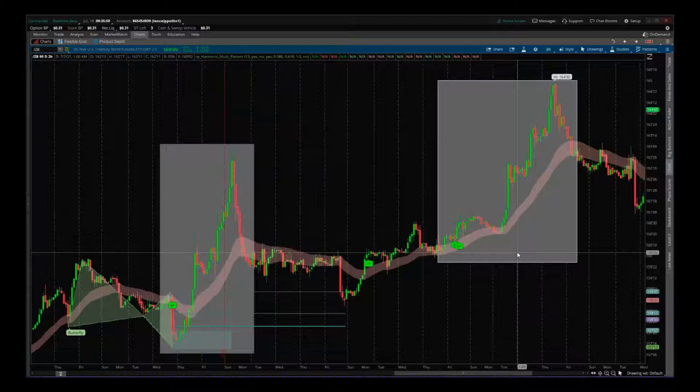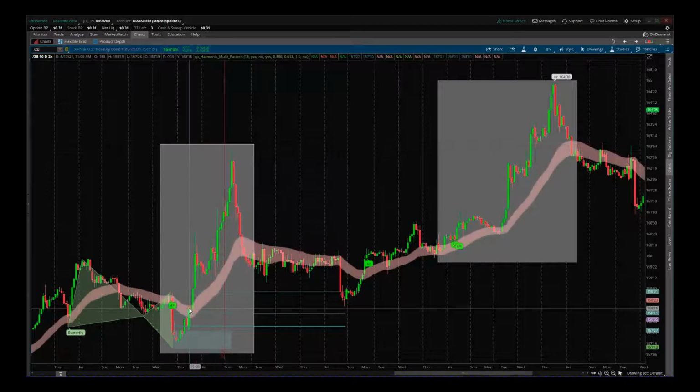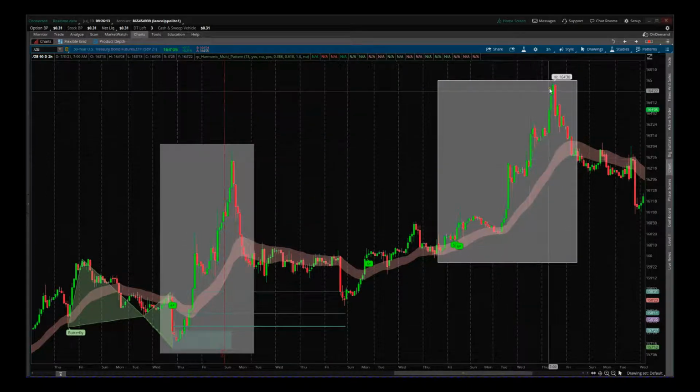About 5 days ago I made a video using the day trading bundle, and I used the harmonic pattern on ZB to trade this trade highlighted on the left here, and then the expert algo to trade this highlighted trade on the right. This was on the 2-hour time frame.